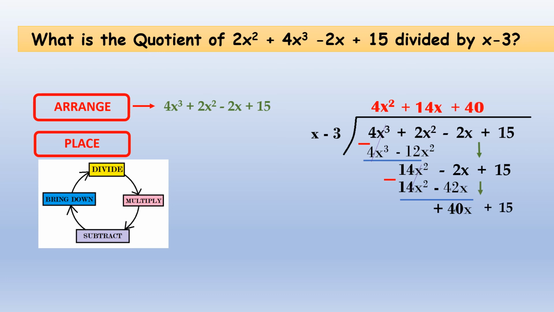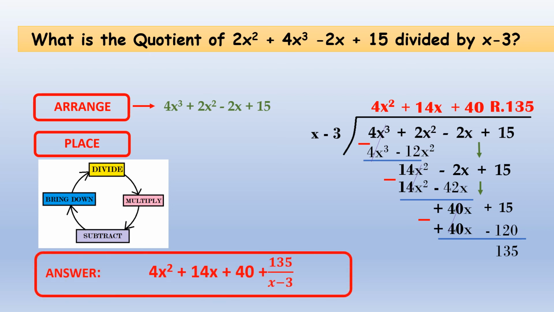40x divided by x is positive 40. Multiply 40 to x minus 3, that is equal to 40x minus 120. Subtract the remaining terms, that is equal to 0, and 135, which means that the remainder is equal to 135. Therefore, the quotient is 4x squared plus 14x plus 40 plus 135 all over x minus 3.